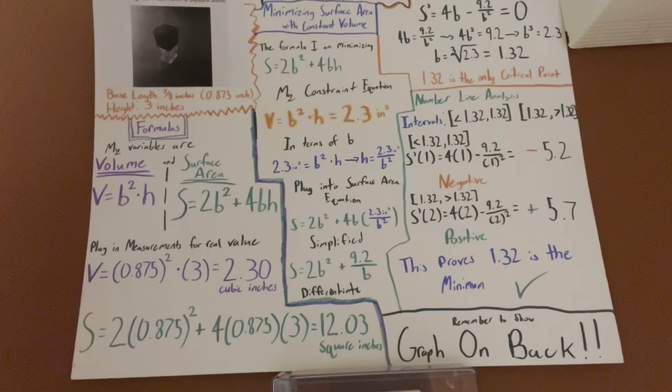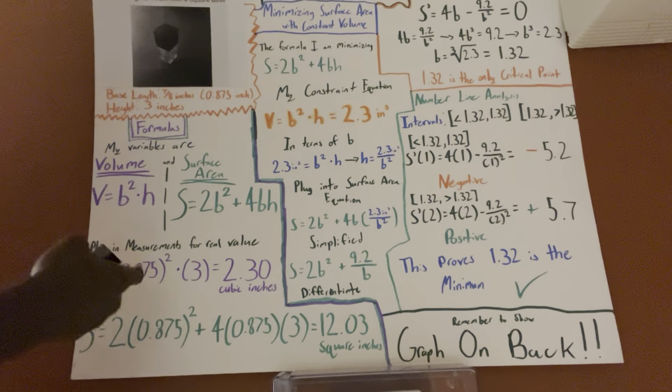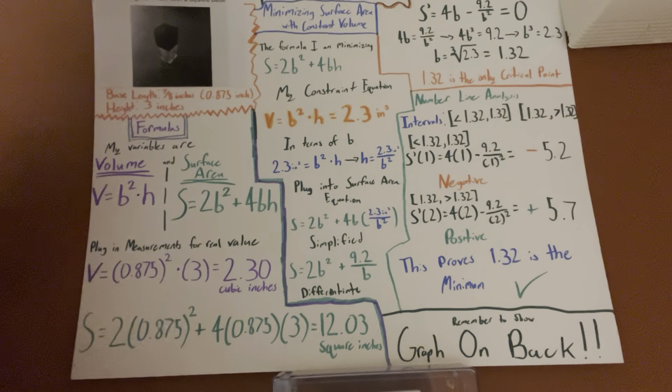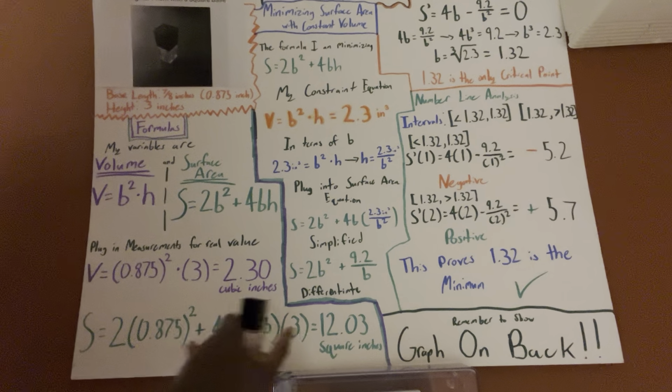To get the values of the actual object, the volume is 0.875 squared times 3 to get a volume of 2.30 cubic inches. The surface area is 2 times 0.875 squared plus 4 times 0.875 times 3 to get a surface area of 12.03 square inches.